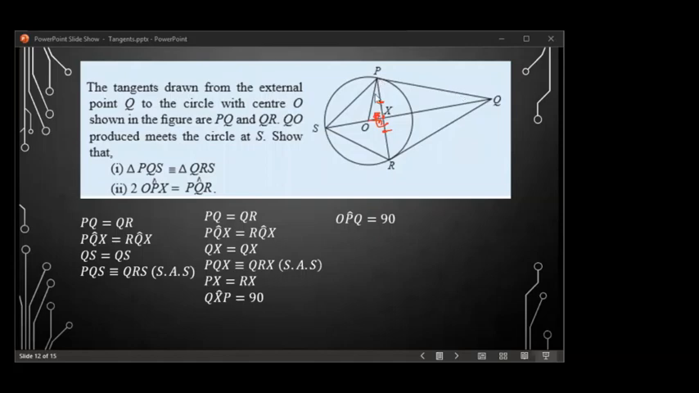And OPQ is equal to 90 degrees. Why? That is from the theorems of tangent. The radius drawn to the contact point of a tangent is perpendicular to the tangent. So OPQ is also equal to 90 degrees. And we can write QPX is equal to 90 minus OPX. QPX, this one, is equal to 90 minus OPX, this one. Why? Because this OPQ is 90, so this part is equal to 90 minus this small part.